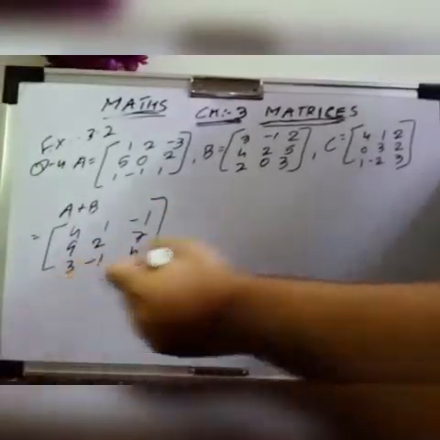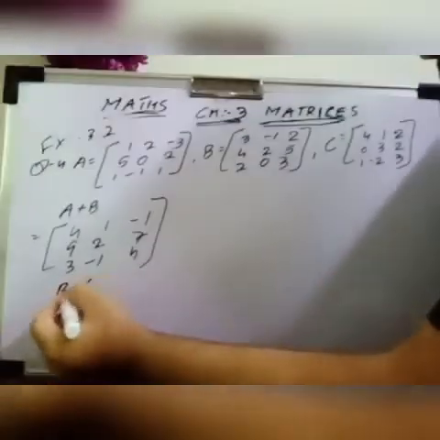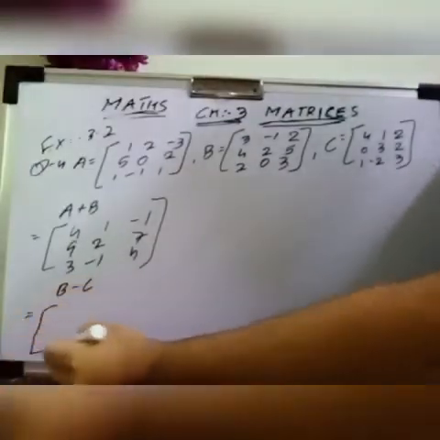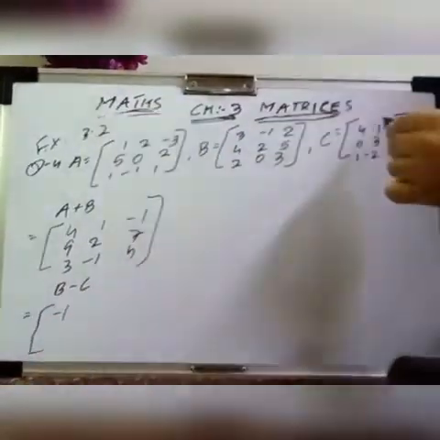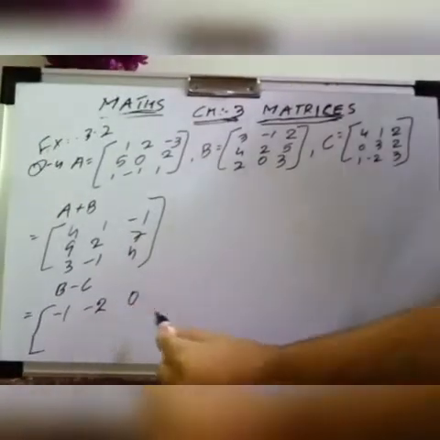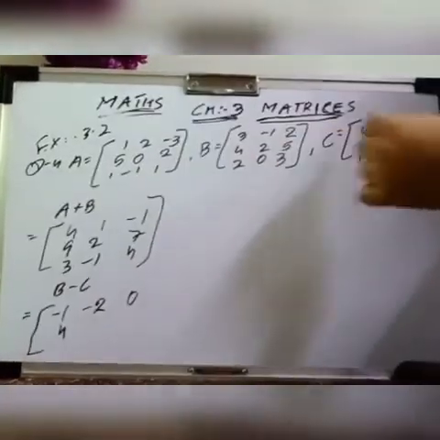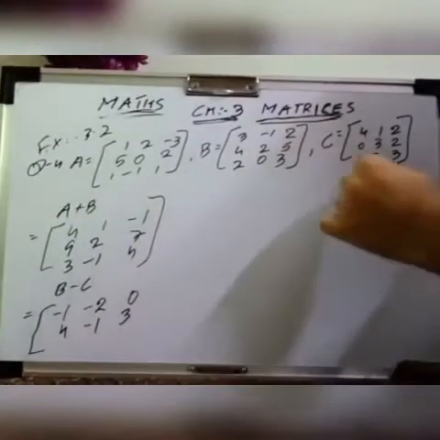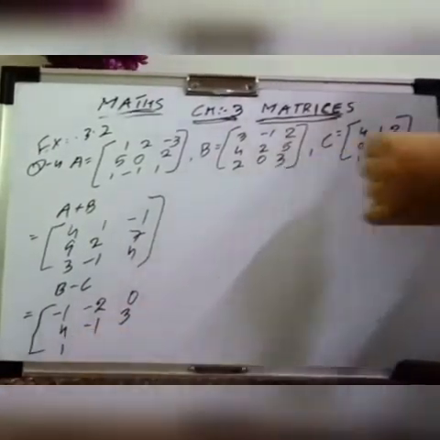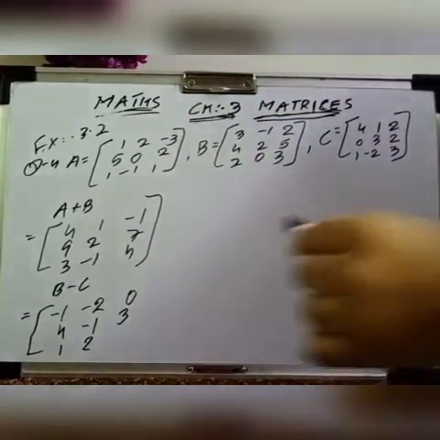We are also asked to find b minus c. So I will find b minus c. 3 minus 4 is minus 1, minus 1 minus 1 is minus 2, 2 minus 2 is 0, 4 plus 4, minus 0, 4, 2 minus 3 is minus 1, 5 minus 2 is 3, 2 minus 1 is 1, 0 minus minus, that is plus 2, 3 minus 3 is 0.